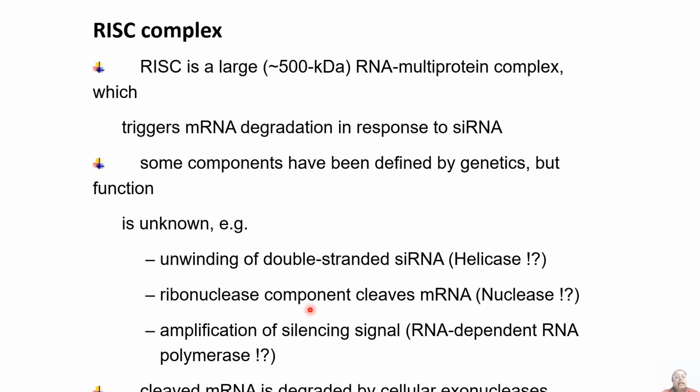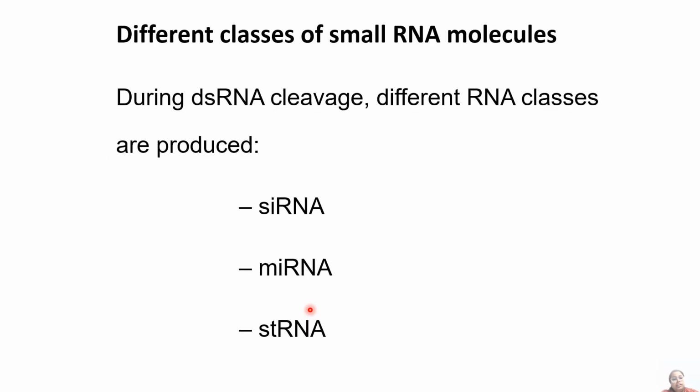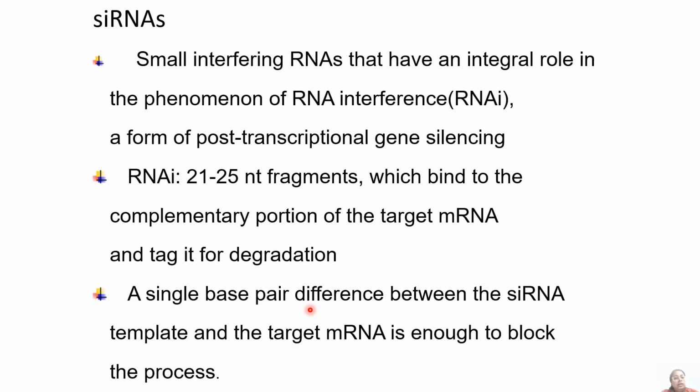Now, RISC is a large RNA multi-protein complex which triggers the mRNA degradation in response to siRNA. Some components have been defined by genetics, but function is unknown. Unwinding of double-stranded siRNA, ribonuclease component cleaves mRNA, amplification of silencing signal, etc. During dsRNA cleavage, different RNA classes are produced: siRNA, miRNA, sTRNA, etc.